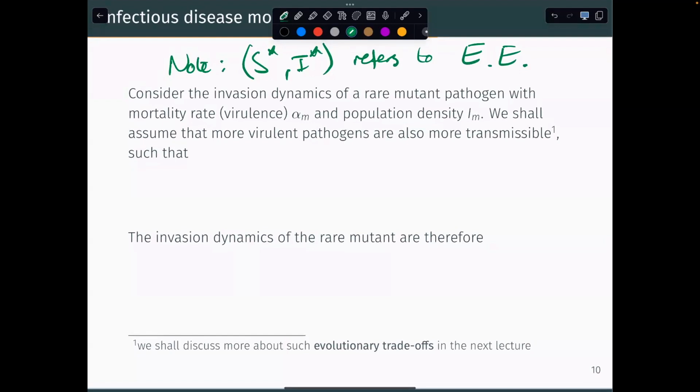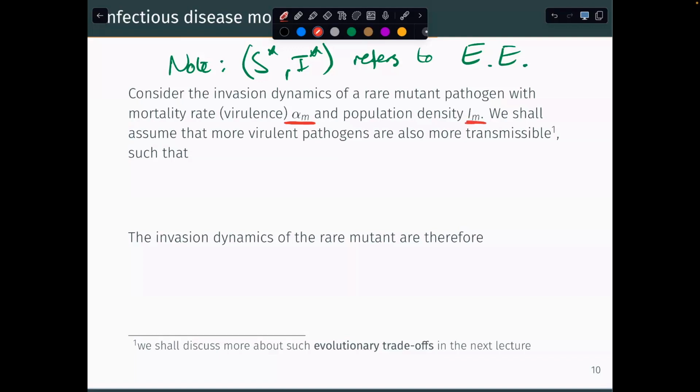We're going to consider the invasion dynamics of a rare mutant pathogen, trying to invade this endemic equilibrium. So there's already a pathogen there. We're going to say there's a mutation that occurs, just like we have with COVID and things like that. A mutation occurs, a new variant of concern arises, perhaps, and we're going to see if this can spread. We're going to assume that it has virulence. Its mortality rate is going to be alpha sub m, and it's going to have population density I sub m.